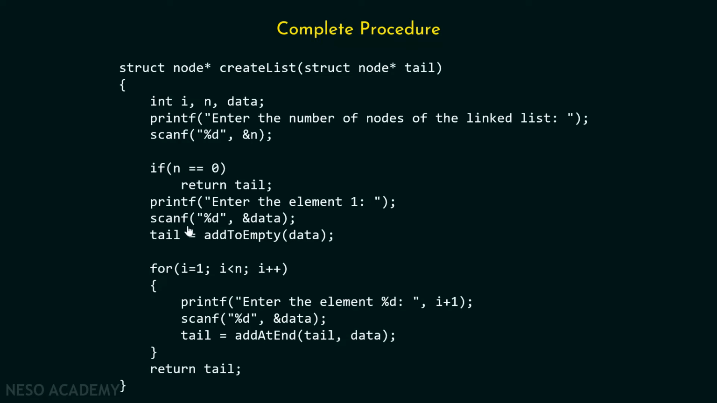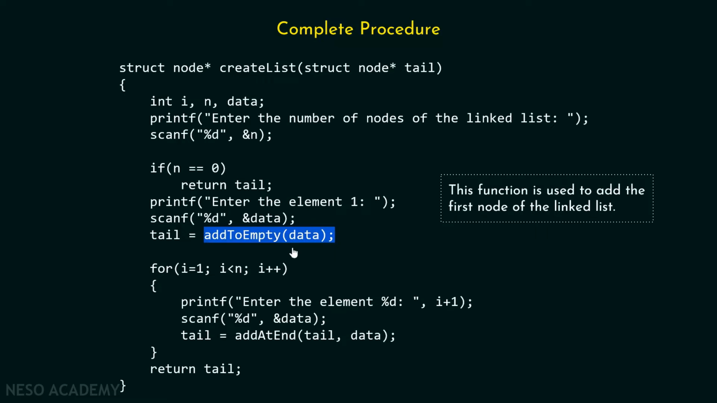Okay? After this scanf function, I'm calling this function, that is add to empty, and to this function I'm just passing data. We already know what this function does, right? This function is used to add the first node of the linked list, and the address of that node will get returned back to the tail, that is this particular pointer.